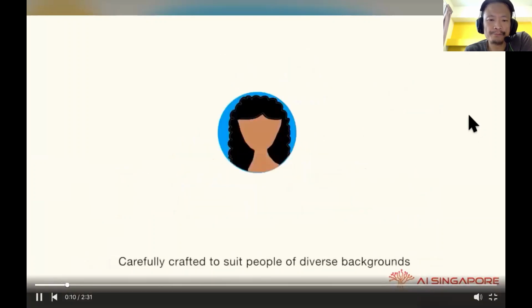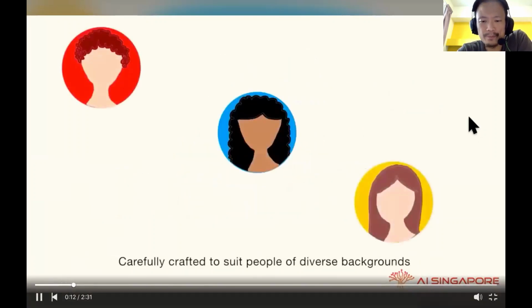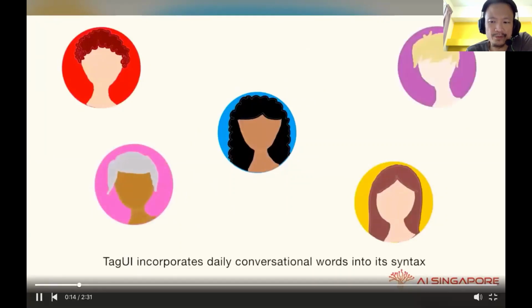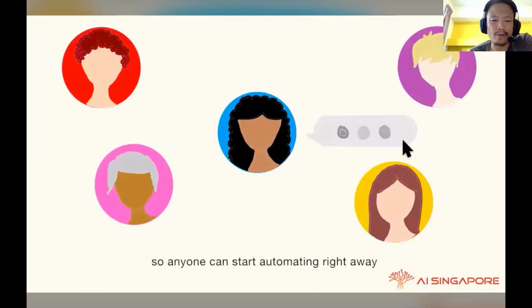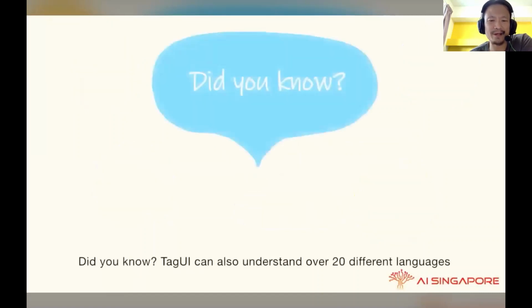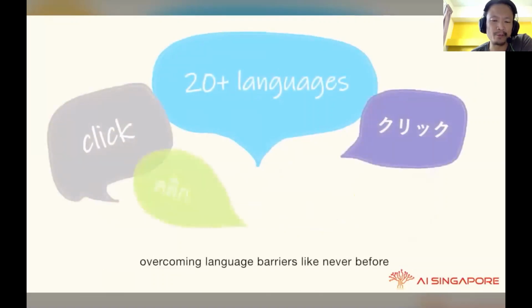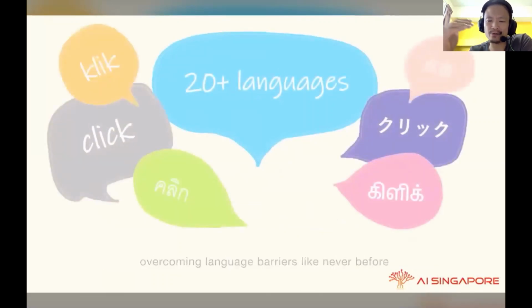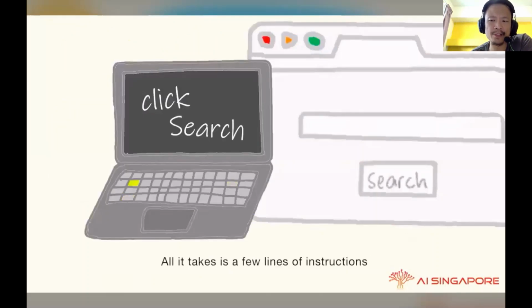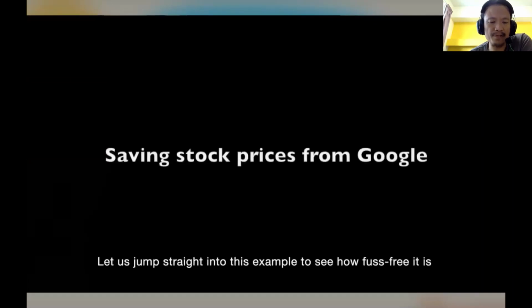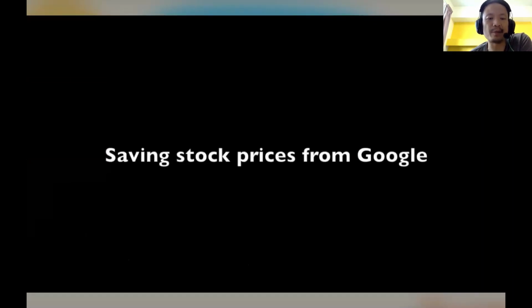Okay, so because it's designed to use a human language syntax, it means that, wherever you are in the world, although we know that English is one of the most commonly used languages, you can actually write your automation robot in your native language, like maybe Japanese, maybe German, maybe Chinese, or let's say Malay, and all these are possible.